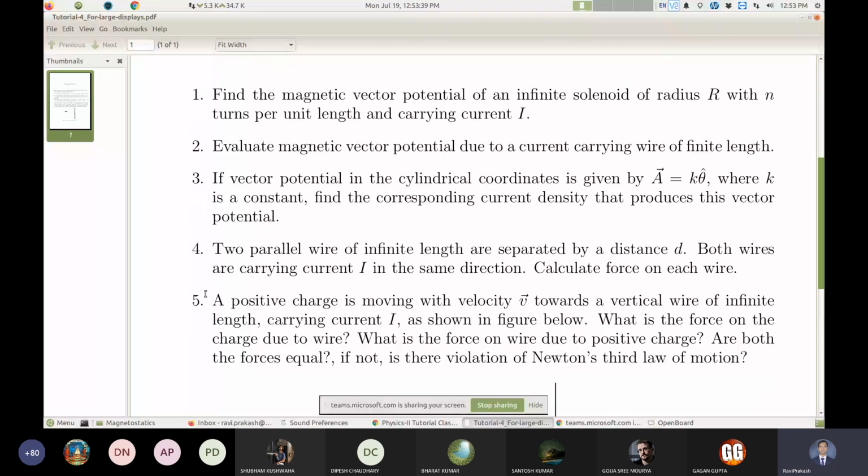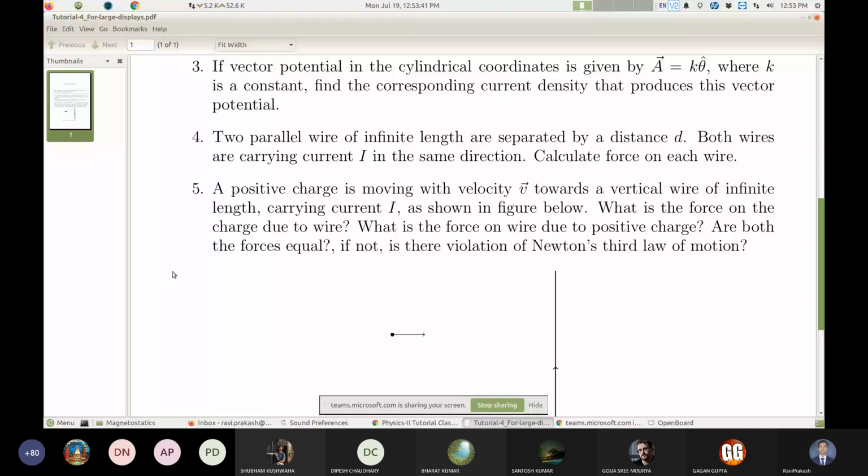Problem 4 is a standard problem. You can always solve it. Problem 5. So a complete solution is not easy, and I am not asking you to solve it completely. Is there a force on moving charge due to this wire?